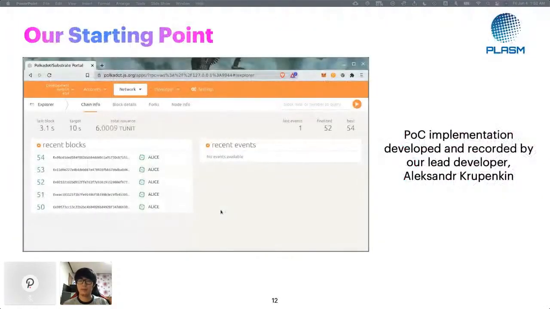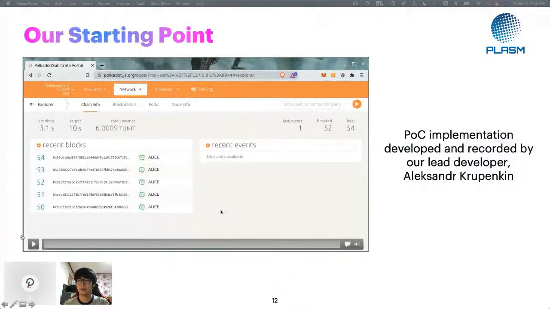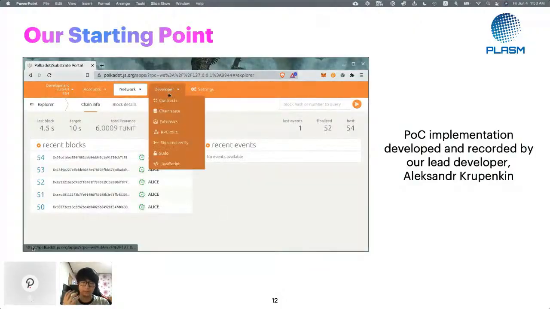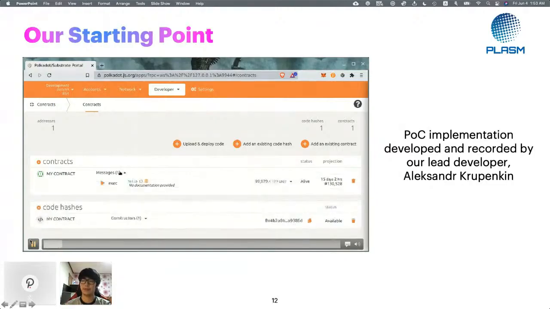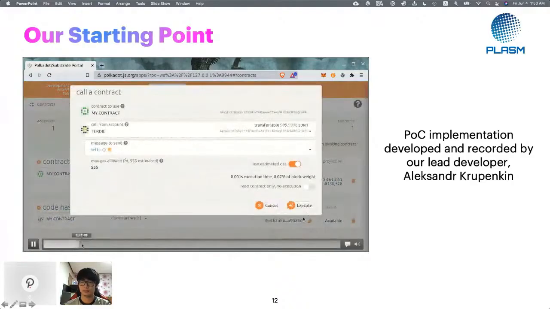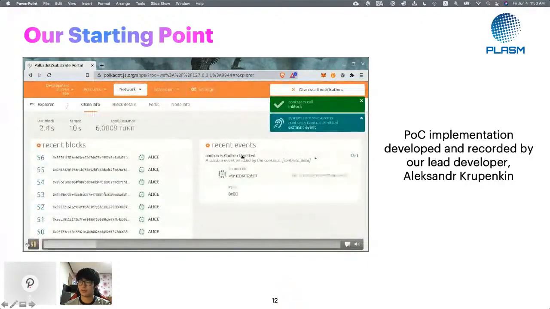Now, this is a proof of concept implementation developed by our lead developer, Alexander. And this shows what we want to do with XVM. By the way, this is an actual implementation here. Here you can see a smart contract in Ink deployed. It's a simple contract with a single method, which is just hello. You execute it and it emits an event. And this is all in Ink. Now you can see the event is emitted.